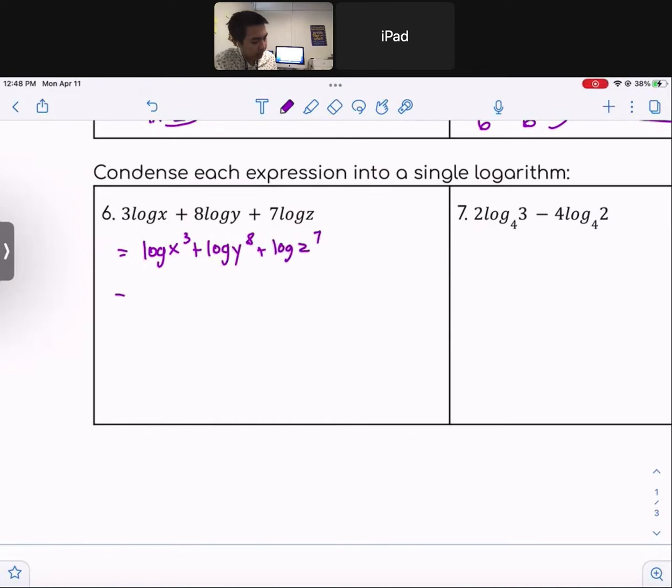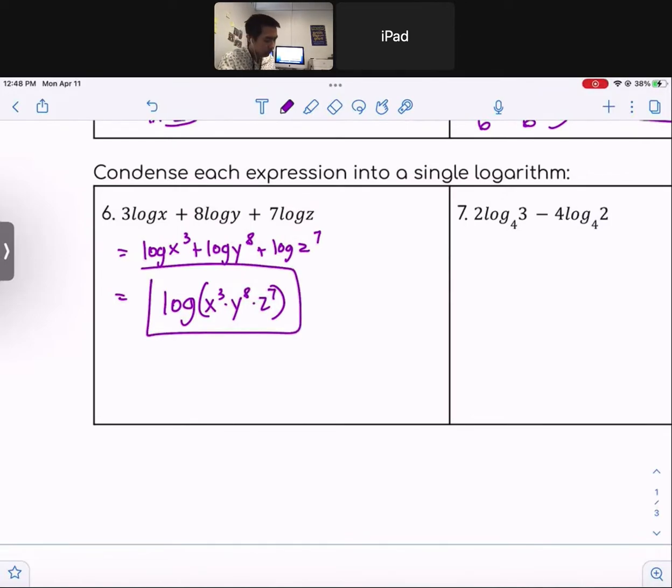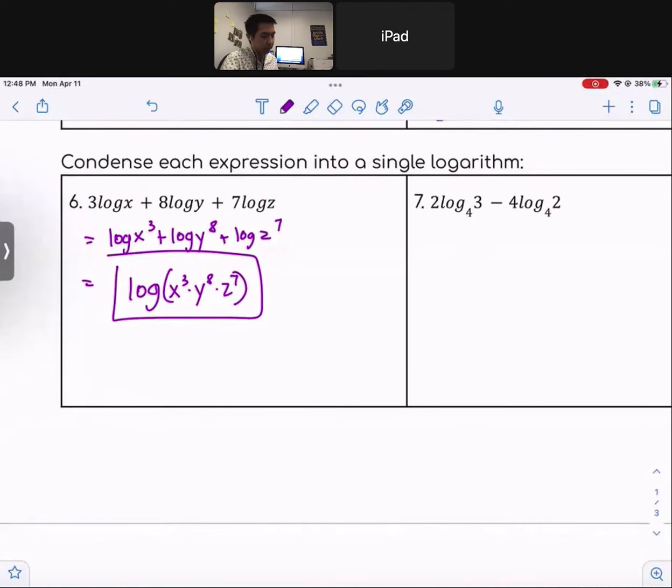And now when you guys condense it into one log, this is where you multiply everything together on the inside: x to the 3rd times y to the 8th times z to the 7th. And it's multiplication, because there's a plus sign in between each of them.